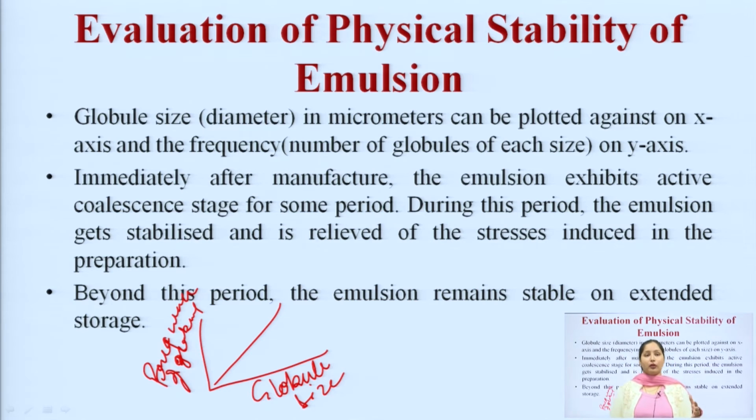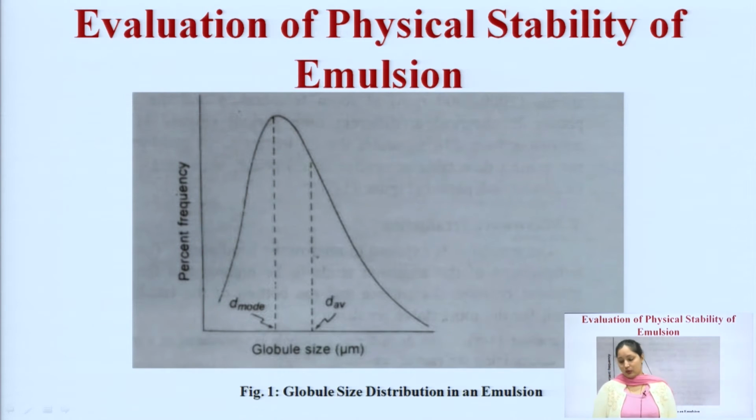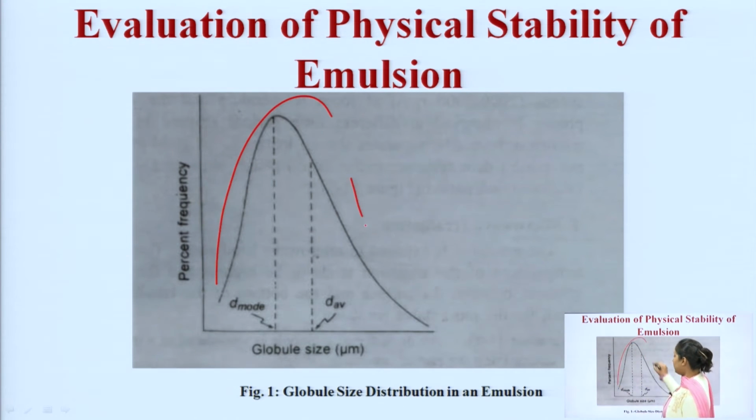The emulsion globules remain in a collision state for some period of time. Once they get relief from the stress induced on the system, the system tries to get stabilized. After a certain period of time, the emulsion remains in its stabilized state for an extended period of storage. Okay. So, in this way we plot a graph, and from the graph we determine the size of globules.